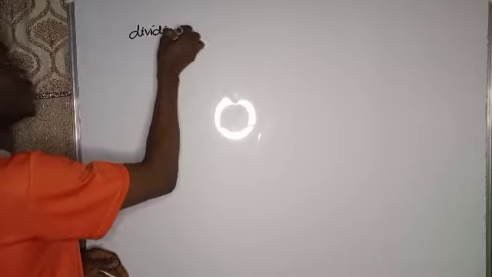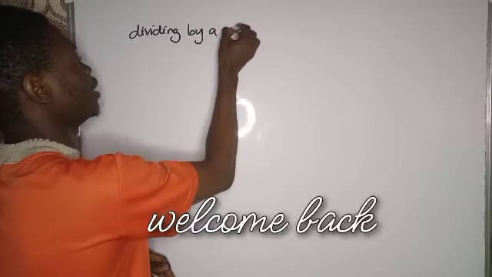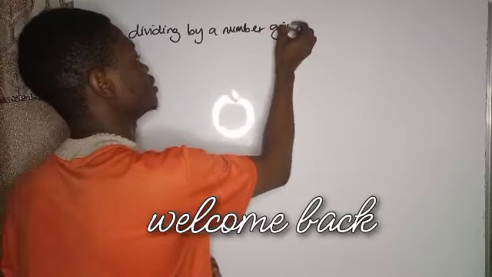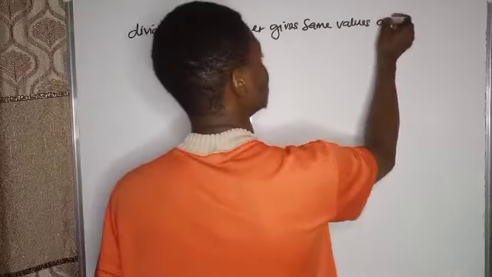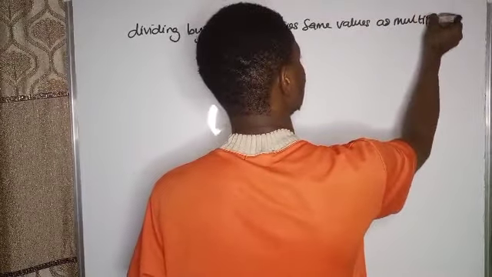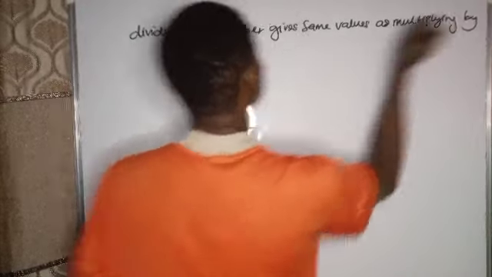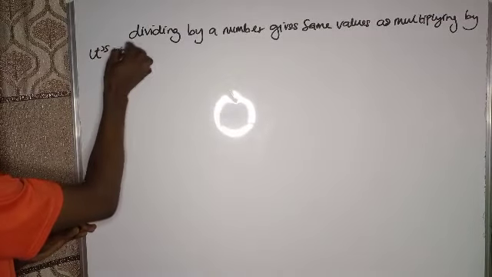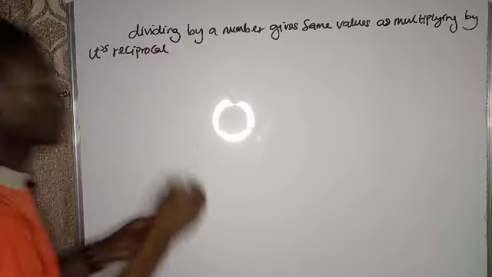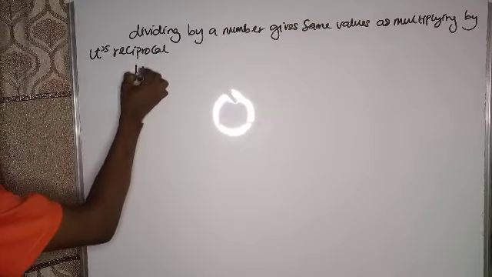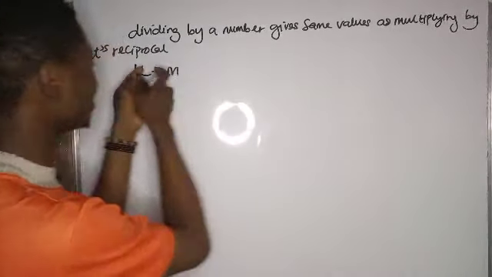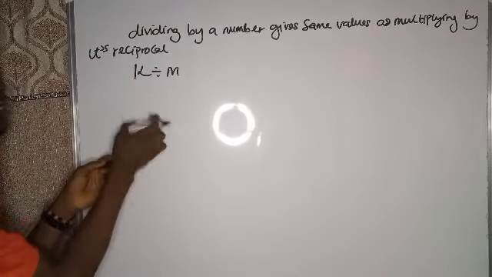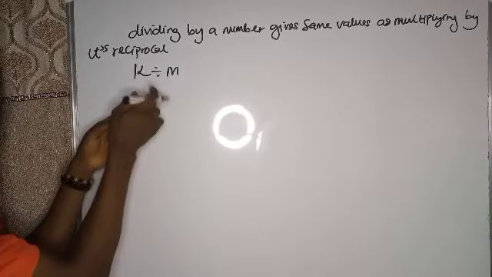Dividing by a number gives same value as multiplying by its reciprocal. As multiplying by its reciprocal. So, for example, if I have k divided by m. So remember they say dividing by a number gives same value as multiplying by its reciprocal.